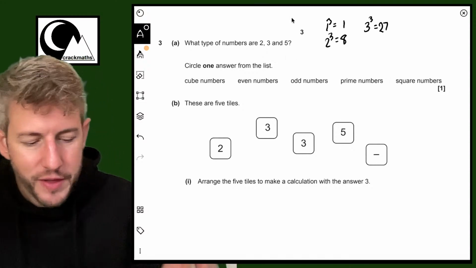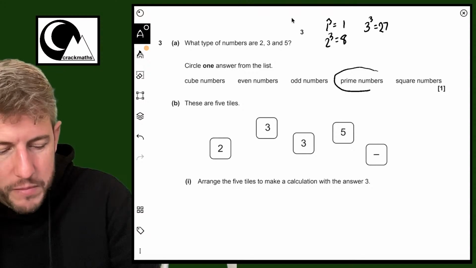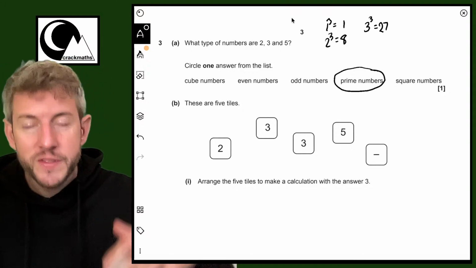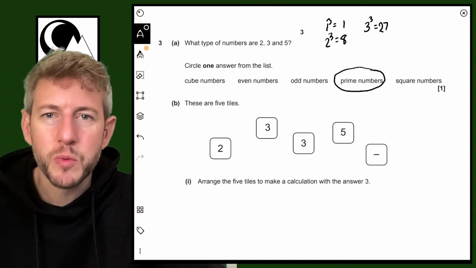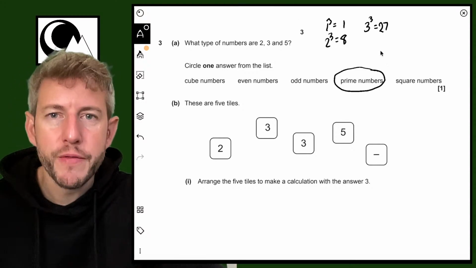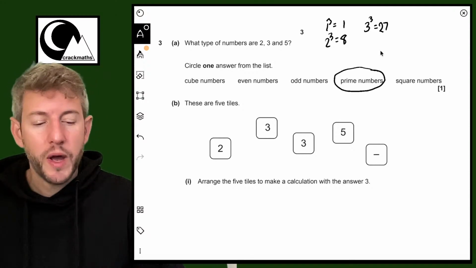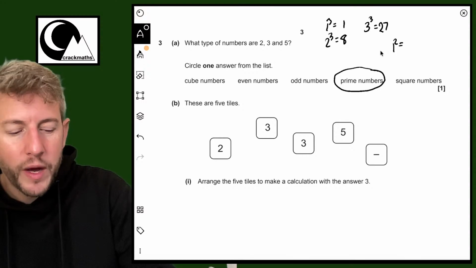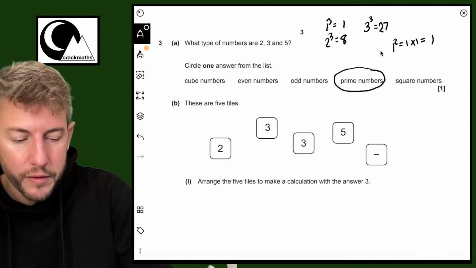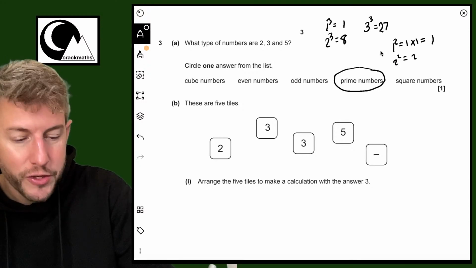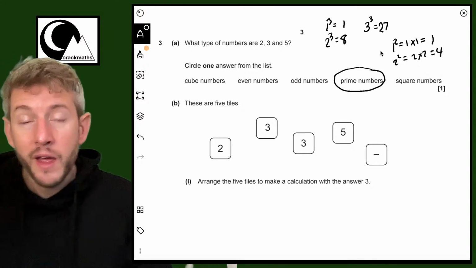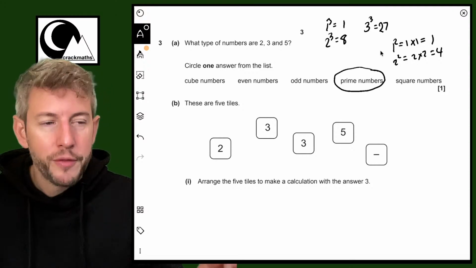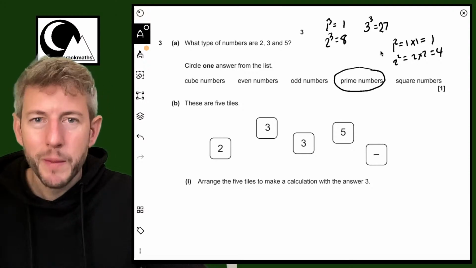I actually do know that these are prime numbers. Prime numbers are numbers with only 2 factors, so numbers that can only be divided by themselves and 1. So that's what these all are. But we can also prove that they're not square numbers, because square numbers are the result of multiplying a number by itself. So 1 squared is 1 times 1, which is 1. 2 squared equals 2 times 2, which is 4. And so already we can see that the numbers 2, 3, 5 are not the same as the square numbers.